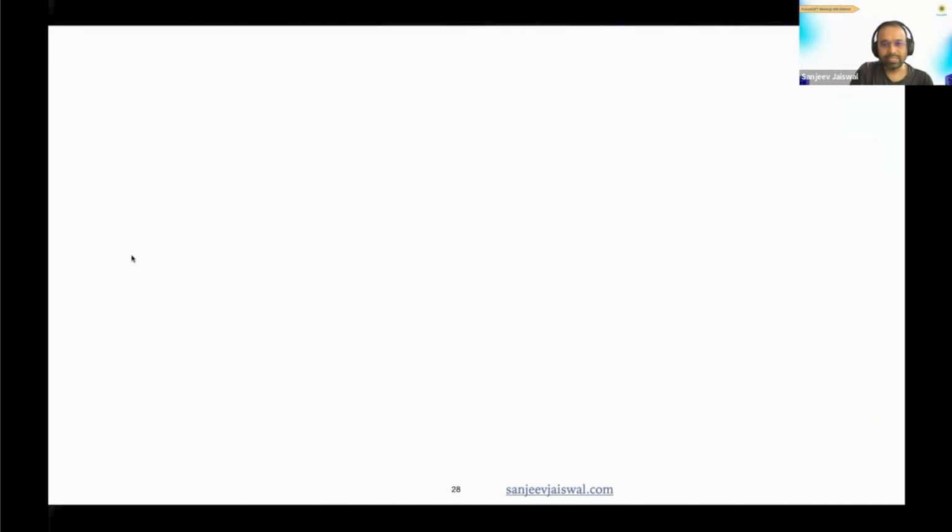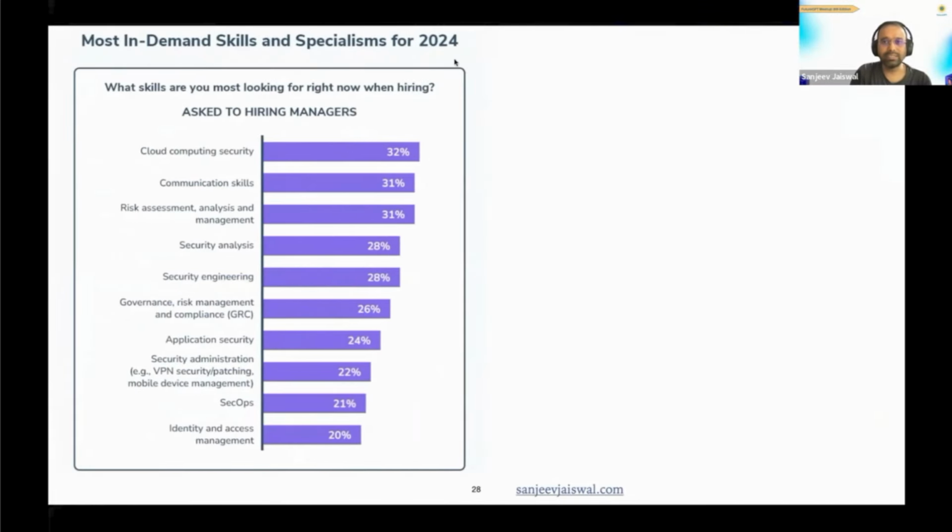Now, apart from this, this is one of the things we asked: what are the most in-demand skill sets and specializations we asked the hiring managers, and this is their recommendation. So if you are trying for any of these, then you are on the right path: security engineering, risk assessment, and you see they always look for communication skills. That's why I said common skill set is one of the things they look for.